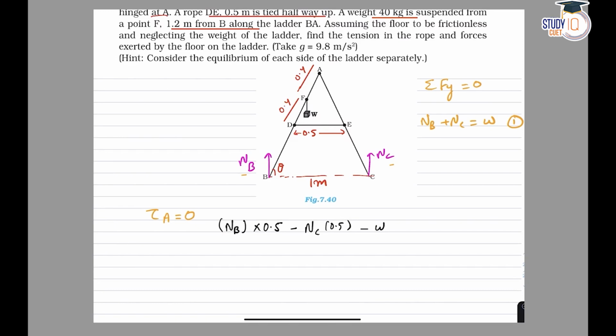Now the perpendicular distance of the force W from point A can be seen from this point. By using the concept of similar triangles, this one being smaller and this one larger, we can find the value of this small distance. This small distance comes out to be 0.5 divided by 4. With torque about A equal to 0, on solving this, we have NB minus NC is equal to W by 4. This is our second equation.